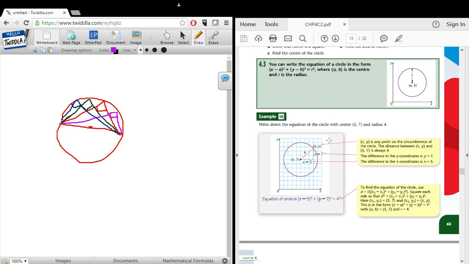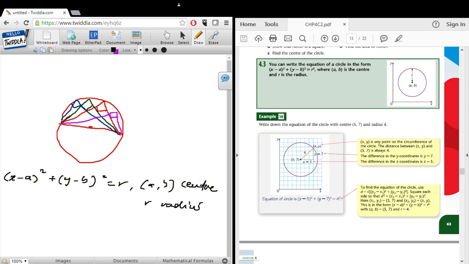And then 4.3 says, you can write the equation of a circle in the form as follows, where (a, b) is the center and r is the radius. So we have x minus a squared plus y minus b squared equals r squared. (a, b) is center, r radius.